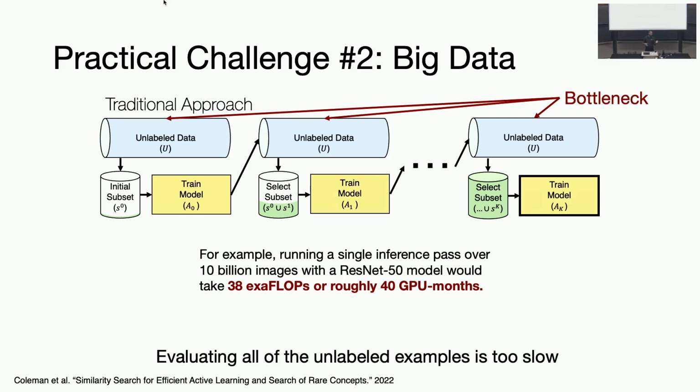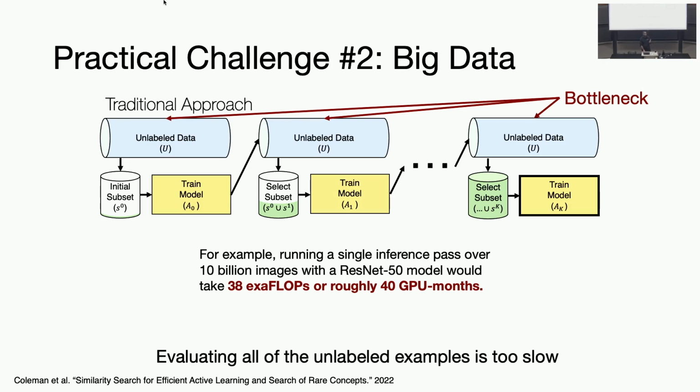No matter the cost of the labeling for that single example, the compute cost alone of processing that amount of data is going to dominate your cost. And it's also going to be way too slow if you have to wait days, weeks, or months in order to get an updated model to select the next example.